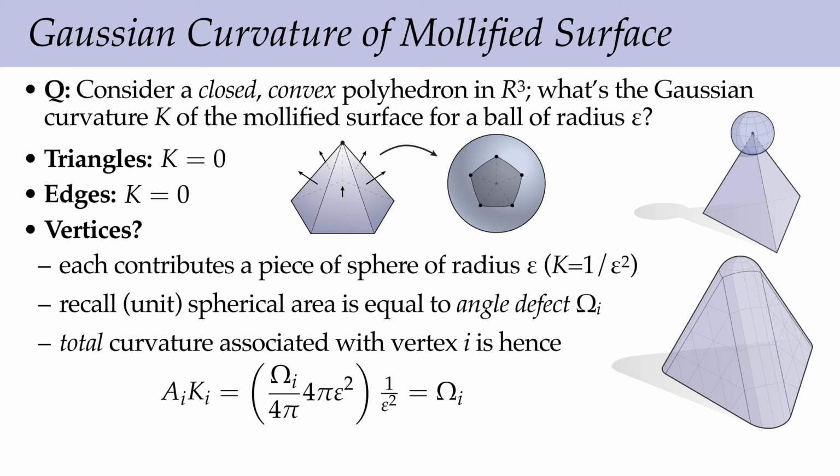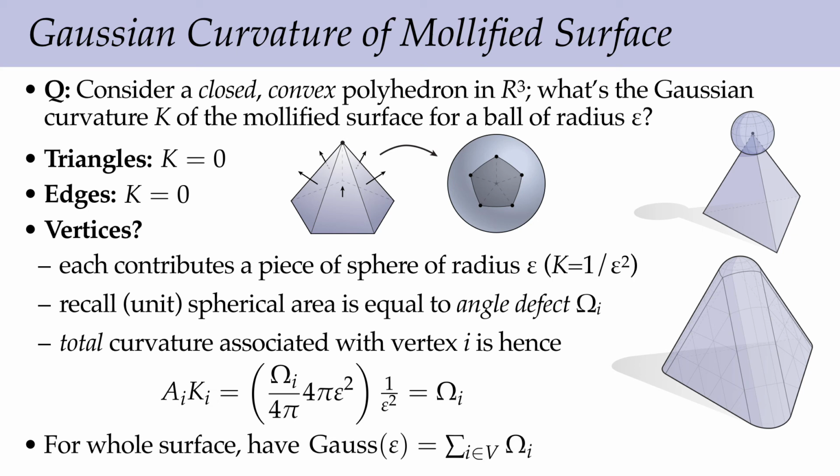And it's always equal to the angle defect. So this really gives us another good justification for using angle defect as a notion of discrete Gaussian curvature. We started with a completely different point of view than thinking about ratios of areas on the surface, and we got the same formula. For the whole surface, the total Gaussian curvature is just the sum over all the vertices of all the angle defects. And hopefully you remember that that sum is a topological invariant. It's equal to 2 pi chi.